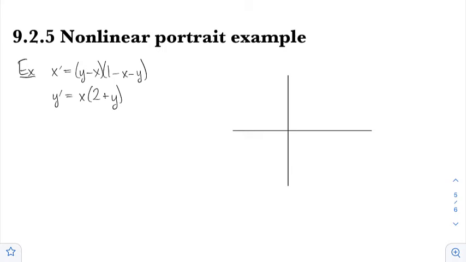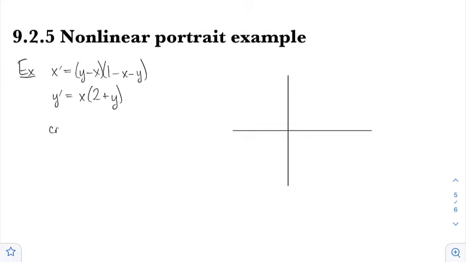For a linear system, the critical point type determines the phase portrait entirely. For nonlinear, it only determines it locally. So we'll take an example and see how this works. For this particular system right here, it's defined by some polynomial equations.